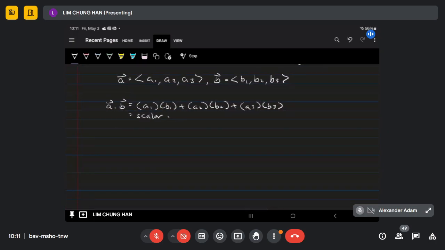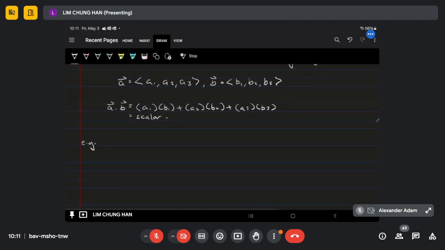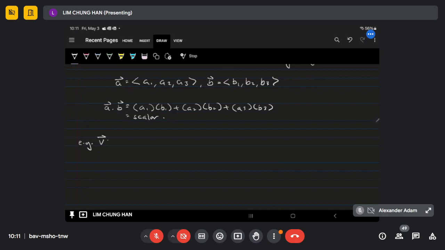We'll do a quick short example to demonstrate this. Let's say I have a vector V, which is 2i minus 3j plus k, and a vector W, which is negative i plus 2j minus 2k. So I have two vectors here.